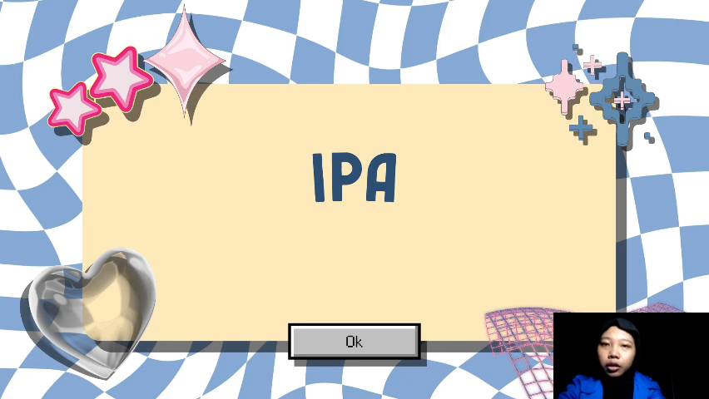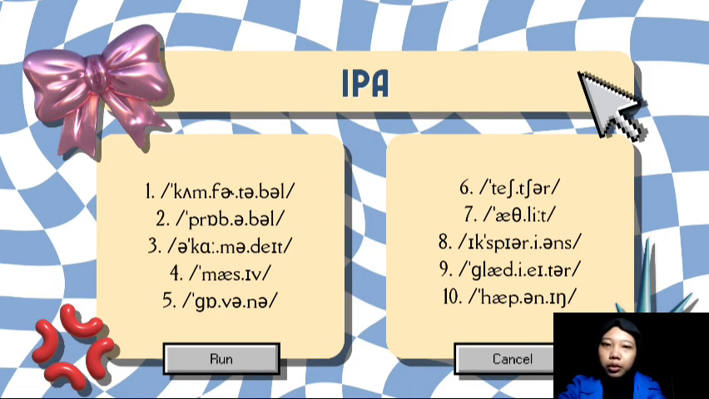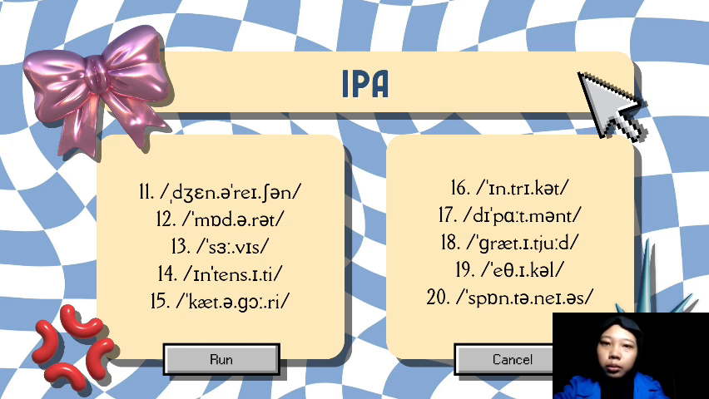And now, part of the word practice. Comfortable, probable, accommodated, massive, governor, texture, athlete, experience, gladiator, happening, generation, material, surface, intensive, category, intricate, department, gratitude, ethical, spontaneous.